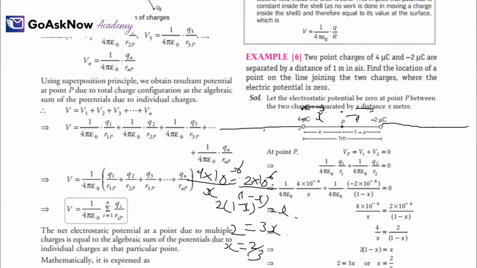If you take the point P here, your distance will be x, and here the whole distance will be 1 plus x. Now if you apply the electrostatic potential formula here, you will get the expression 4 into 10 to the power minus 6 upon x equal to 2 into 10 to the power minus 6 upon 1 plus x, because now the distance has become 1 plus x.